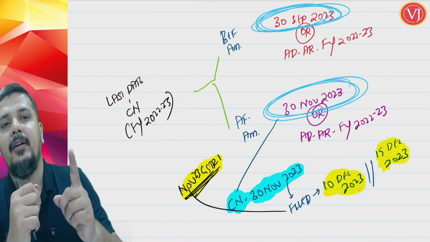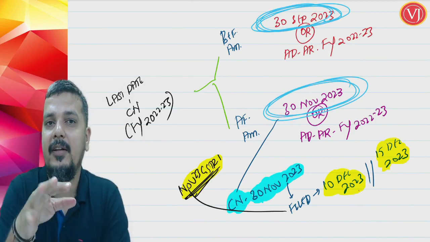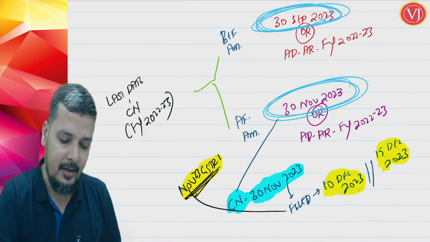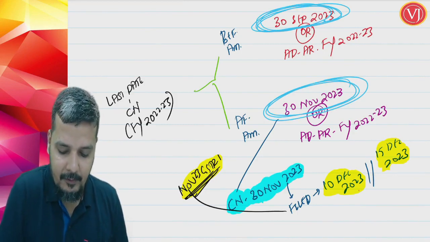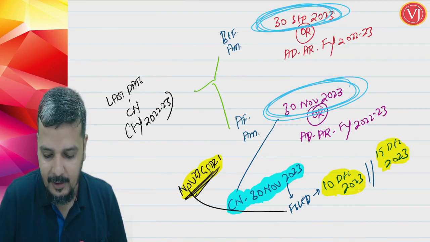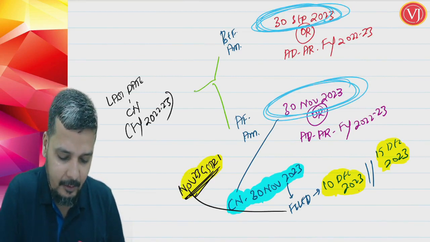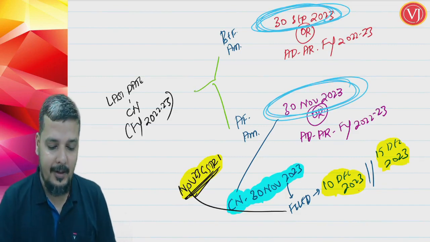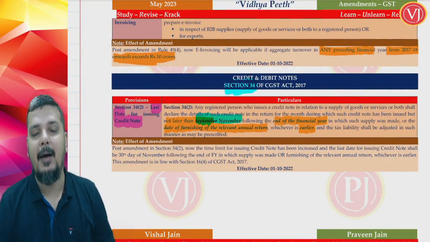So for credit, the last date to take the credit on the portal was 30th November, which means I cannot take the credit in the November month return. It should be at most the October month return, filed on or before 30th November. But for credit notes, they have said that I should issue the credit note before 30th of November. If I issue the credit note before 30th of November, I can report it in my November month return also, not necessarily the October return, which I can file on time or after time. So that is a small difference that you need to understand. That is all about the amendments in the document chapter.